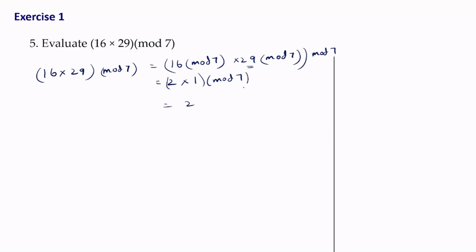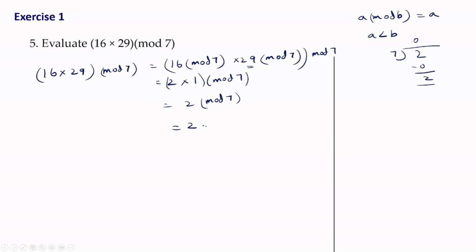So it is 2 mod 7. When we divide 2 by 7, it is 0 times 7. So it is 2 itself. So that is the reason why if we have A mod B and if A is less than B, then we get A mod B as A itself. So this is equal to 2.